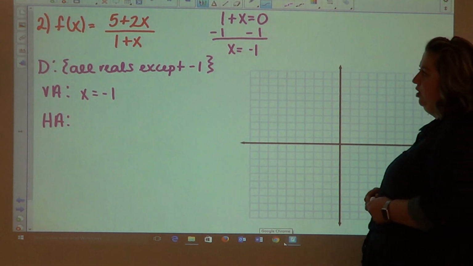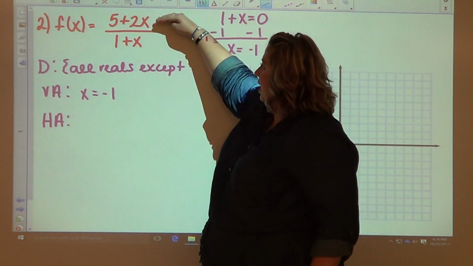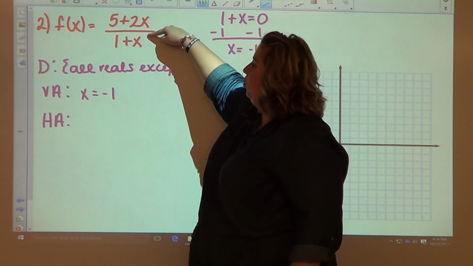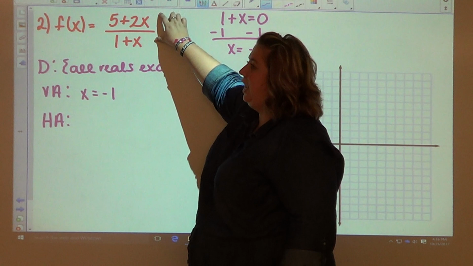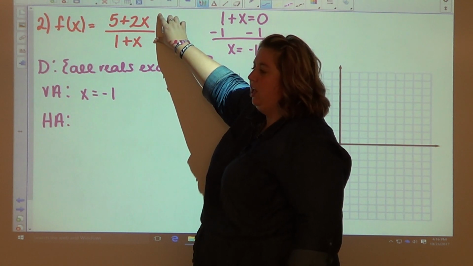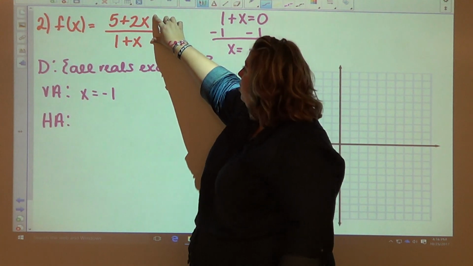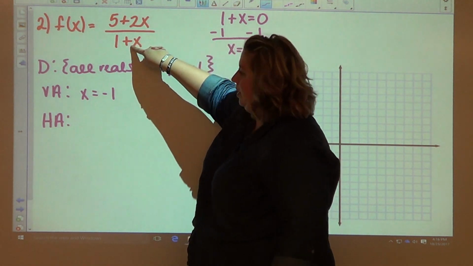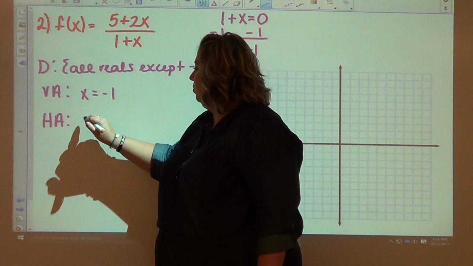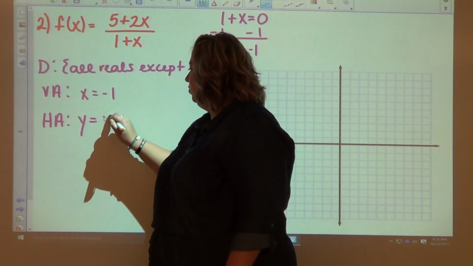Okay, so for my horizontal asymptote, I look at my degree. I have an x on top and an x on bottom, so the degrees on those are 1. They're the same, which means I'm going to divide leading coefficients. Leading coefficients are the numbers in front of the highest variable. So I would have 2 divided by 1, which would be y equals 2.